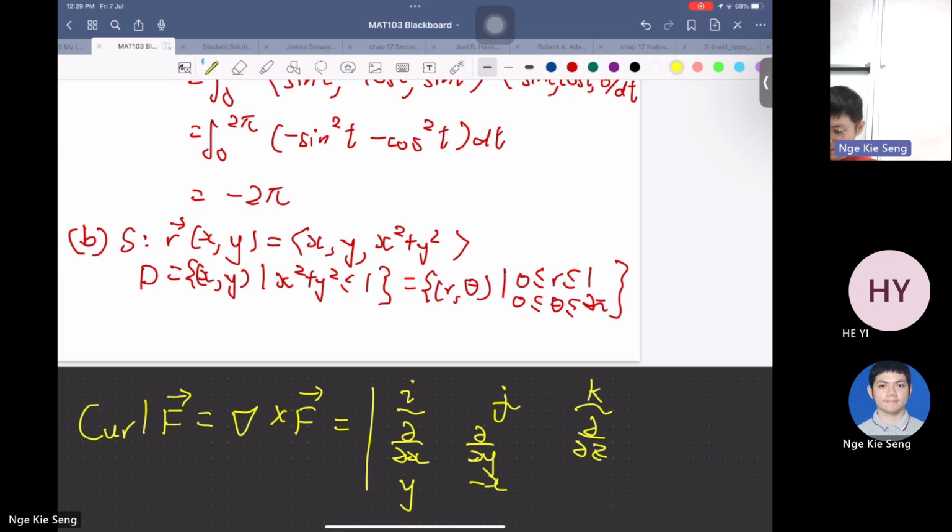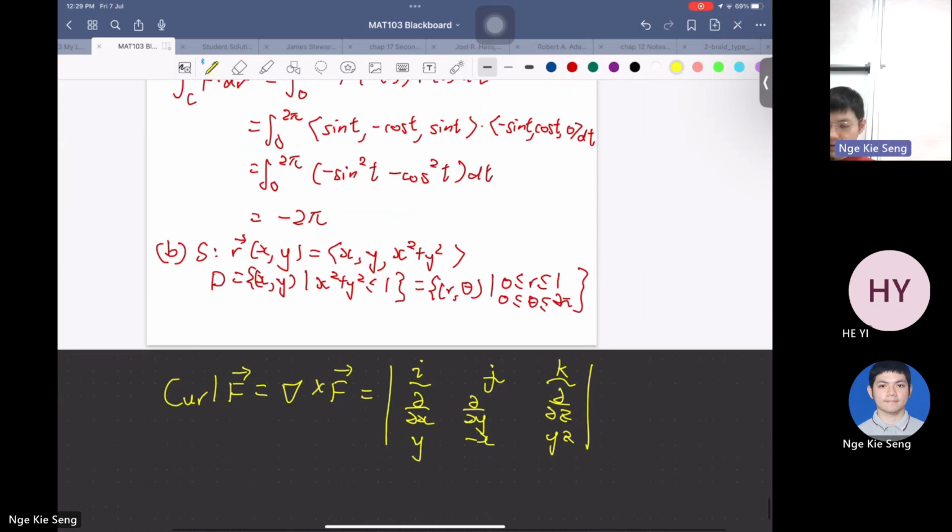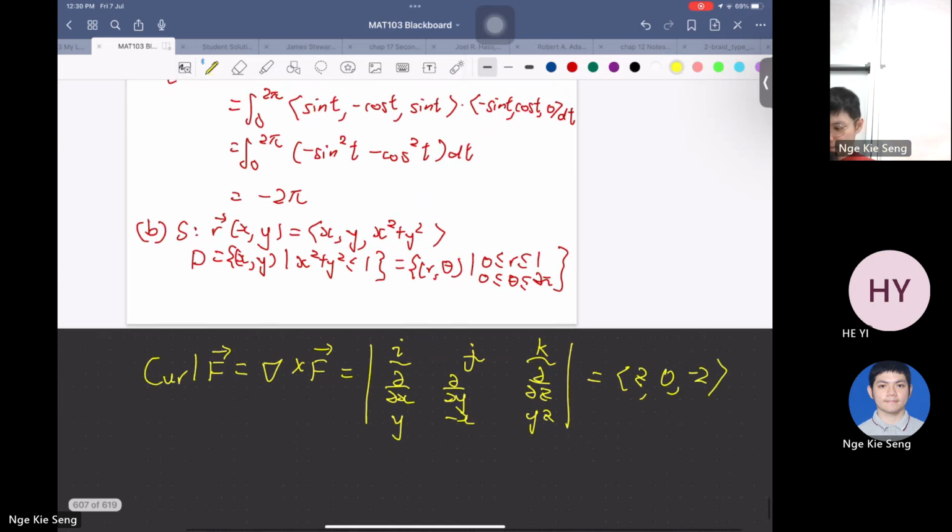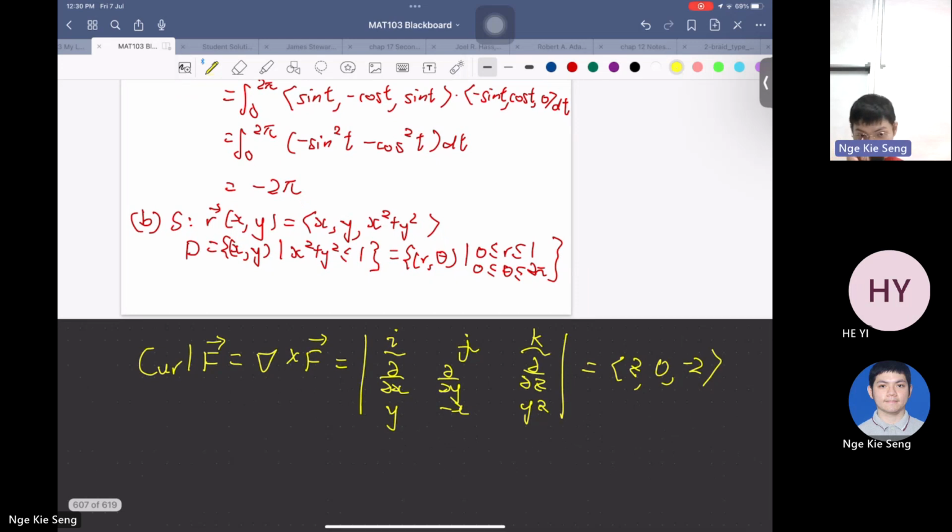The vector field is y, minus x, z. What do you get? You should get 0, 0, and minus 2. You can check whether it's correct. After we get this, is there anything else we need?